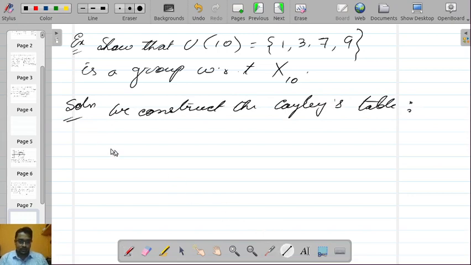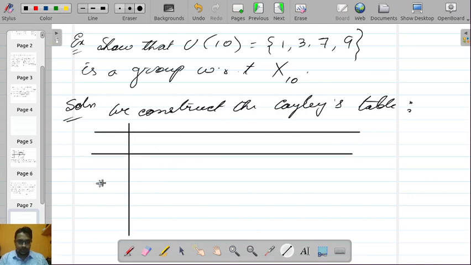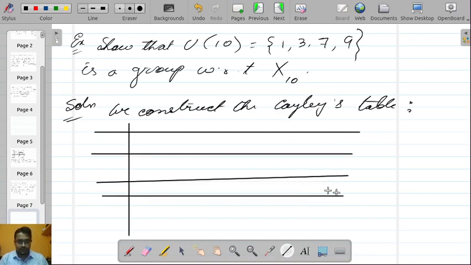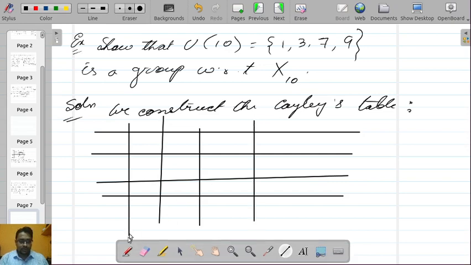Let us try to construct. This is 1, this is 3, 7, 9. So it's multiplication modulo 10. Here you have 1, 3, 7 and 9. So 1 into 1 is 1, 1 into 3 is 3, 1 into 7 is 7, 1 into 9 is 9. 3 into 1 is 3, 3 into 3 is 9. If you divide by 10, the remainder is 9 only.